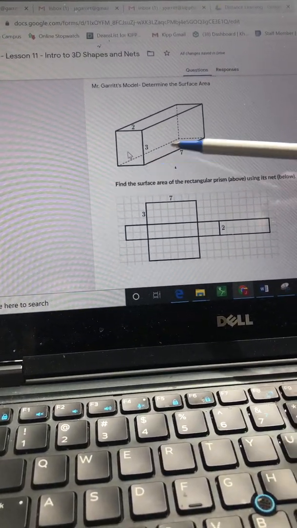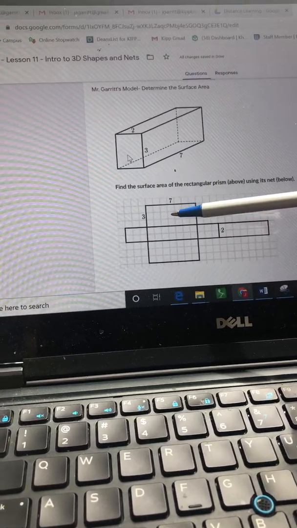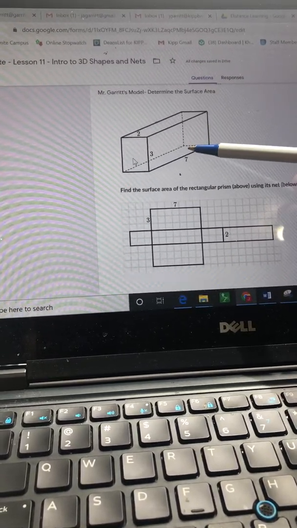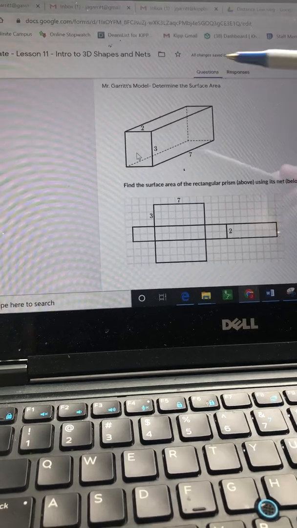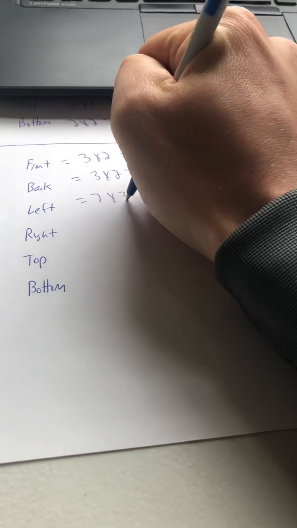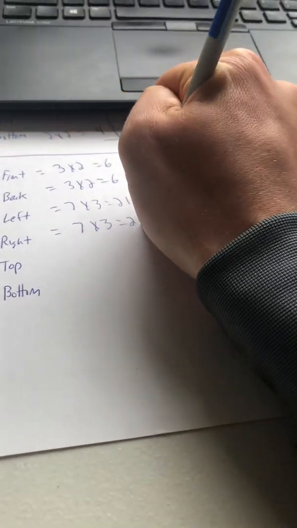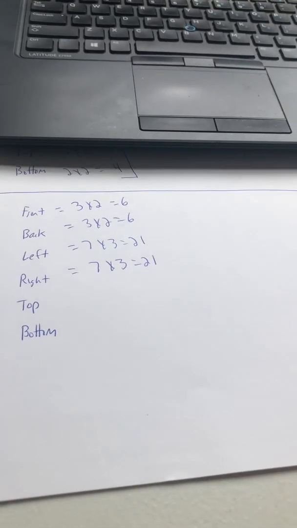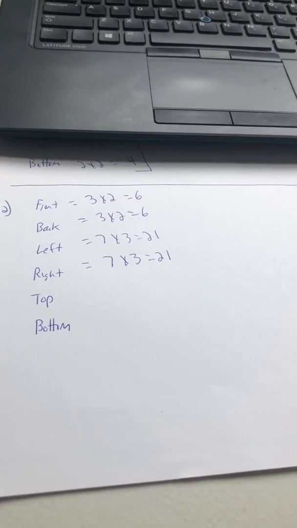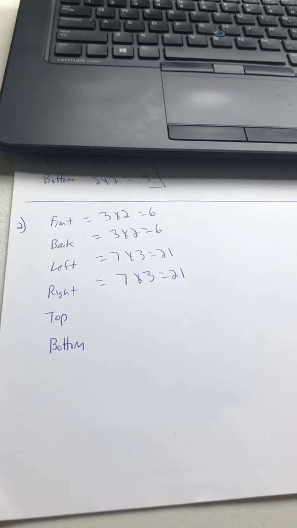The right here is 7 and 3. You can see it right here, 7 and 3. So the area of the left and the right is 7 times 3, which is 21. So the left here is 7 times 3, which is 21. And the right here is 7 times 3, which is 21. So far, I have 4 sides of my surface area done. Guys, this is super simple. I'm finding the area of each of my sides and adding them together.